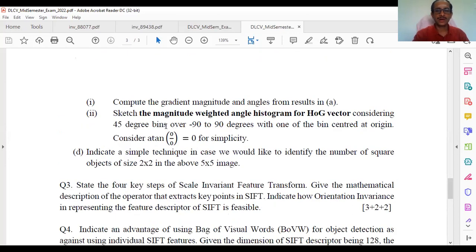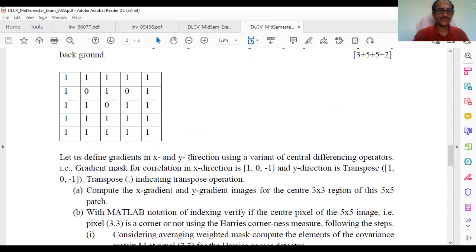Probably missing the appropriate binning. Otherwise, another mistake some of you made here is not considering proper weighting for the angles. That is a reasonably important step that you need to understand if you made that mistake. And then indicate a simple technique by which you can identify square objects of 2 cross 2. Here square objects of 2 cross 2 means 1, 1, 1, 1 only. Given that this is background and this is foreground, this is what you need to do.